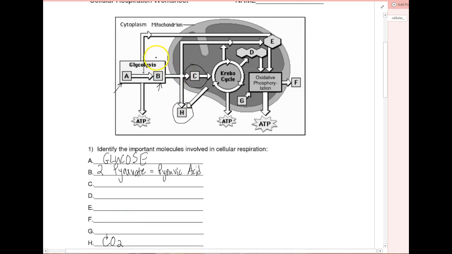And so now it used to be a 1, 2, 3 carbon molecule. Now it's a 2 carbon molecule attached to an enzyme called coenzyme A. This is acetyl coenzyme A. Okay?